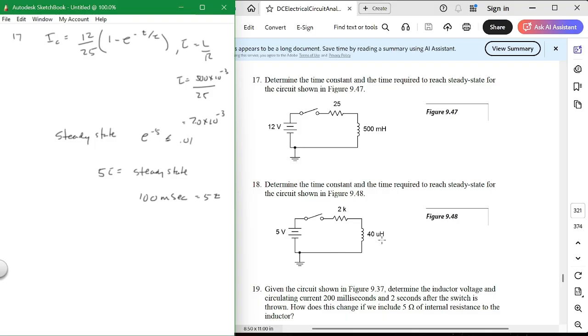Now number 2. Oh, and by the way, what is this circuit up here? If you cut off the inductor, what would you have?